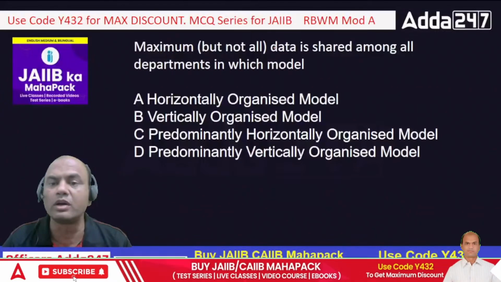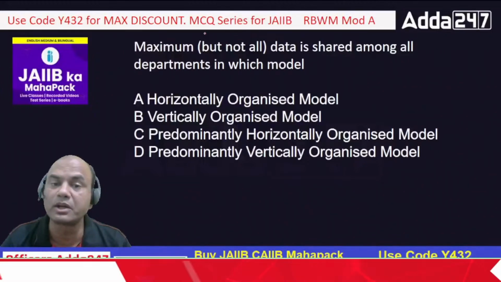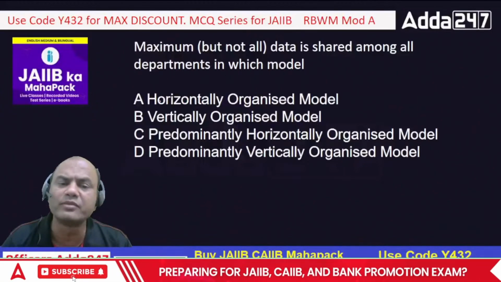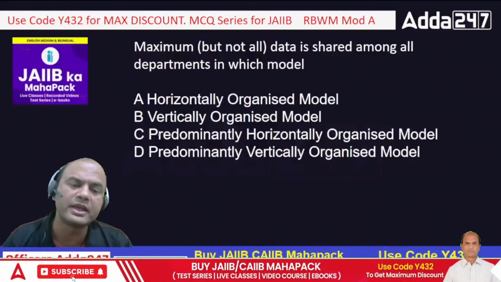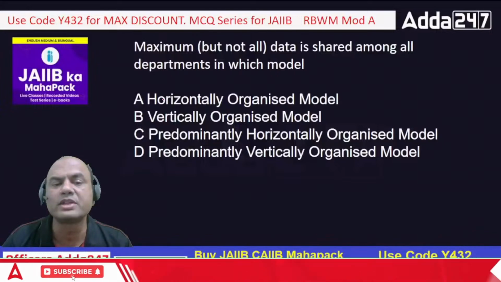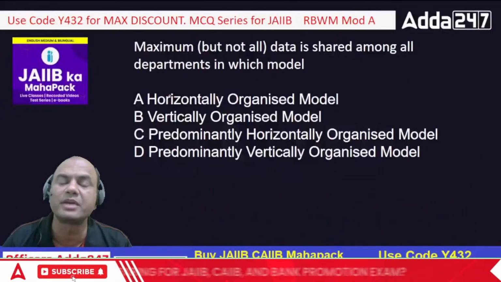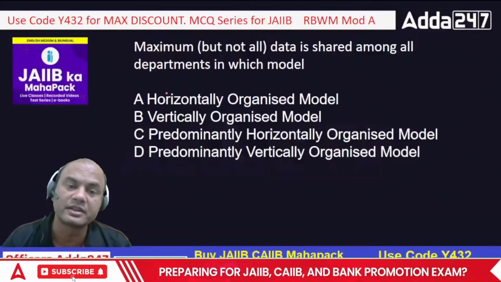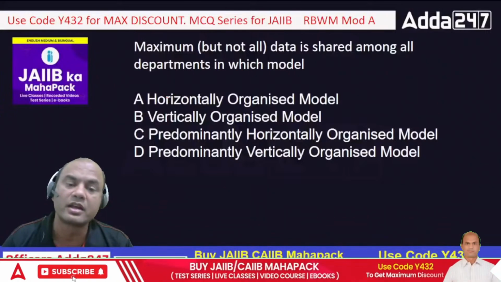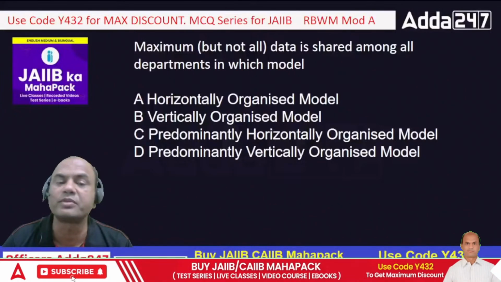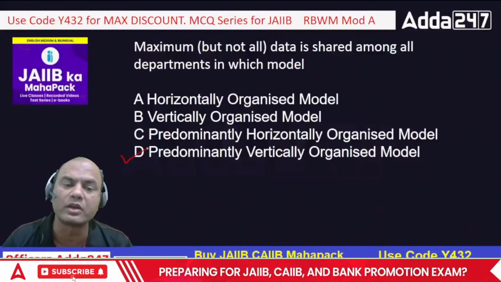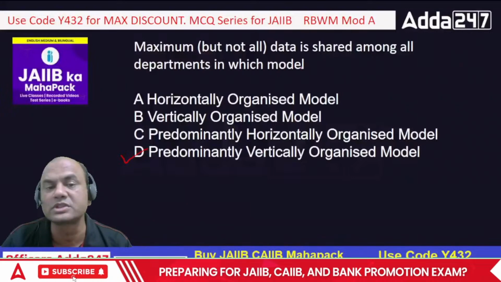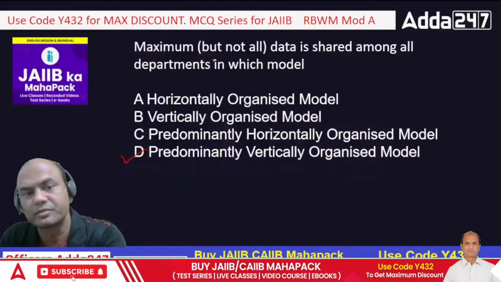Maximum, but not all data is shared among all the departments in which model? Here, maximum but not all. I will just call it by short forms now: H, V, PH or PV. Which model will have the maximum data shared but not full data shared? Type fast. A, B, C or D. Okay, correct. It is D, predominantly vertically organized model. Most data, but not all.